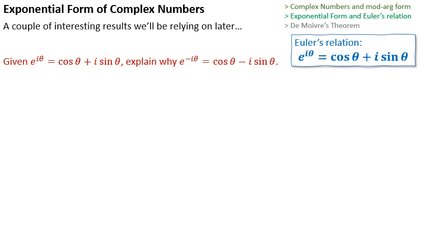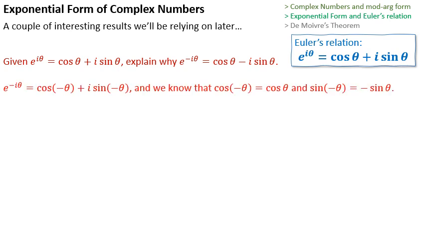I'd like you to start with, if e to the i theta equals cos theta plus i sine theta, in other words, Euler's relation, then see if you can explain why e to the minus i theta should give cos theta minus i sine theta. Be careful with your minus signs and look closely at what the angles are. Do a bit of substitution. And then unpause the video and continue.